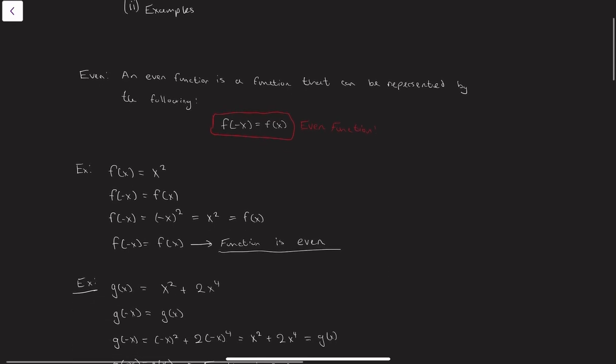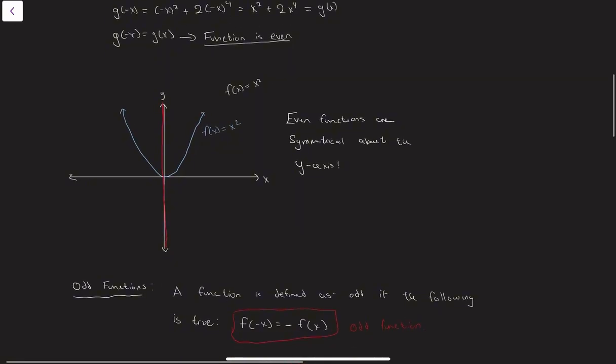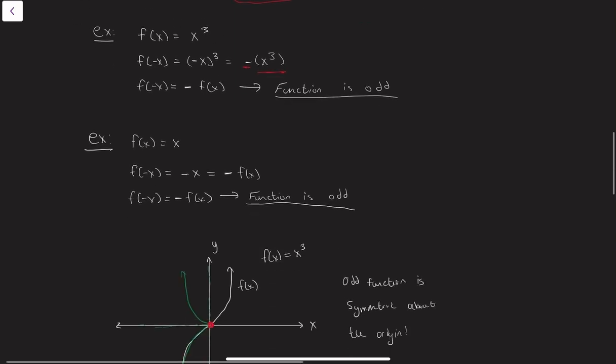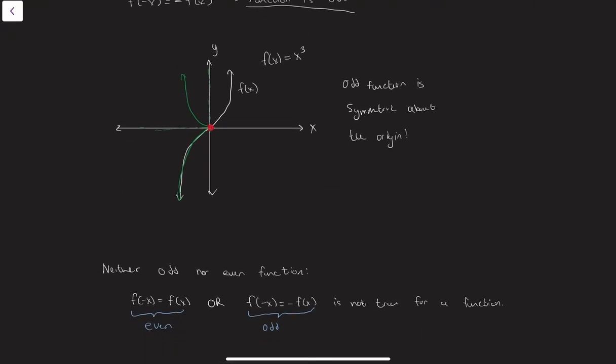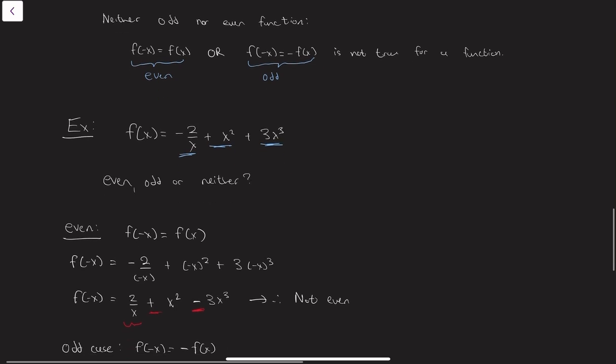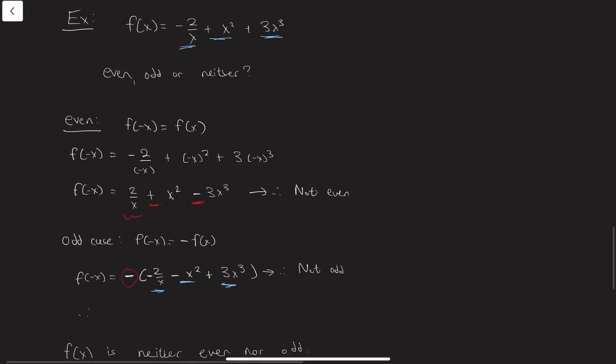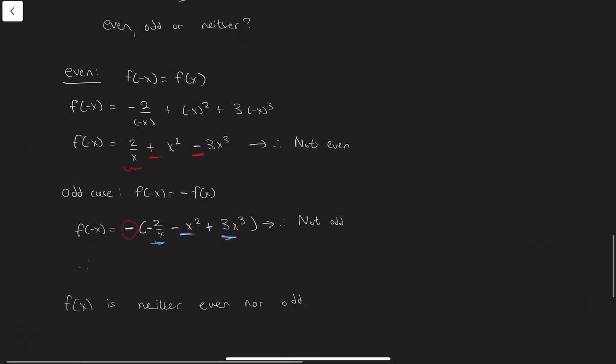So we said that even functions must have the property f of negative x equals f of x, and that they are symmetric about the y-axis. That's really important to understand, as well as odd functions have the property f of negative x equals negative f of x, and they are symmetric about the origin. And we learned how to go through systematically how to check if a function is even, odd, or neither. So you just check the even case, you check the odd case using f of negative x, and if it's neither, it's neither.